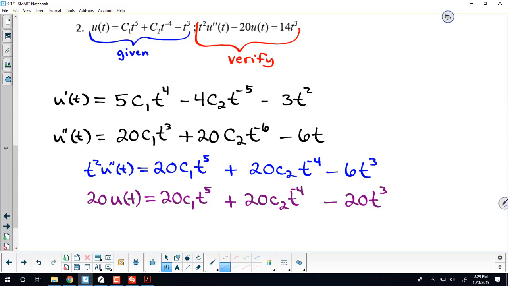Any questions on where we're at? Does that make sense, what we're doing? Can you just go over the t squared? Yeah, so what we're doing is just multiplying our second derivative by t squared. So we're going to multiply this by t squared, t squared, t squared.